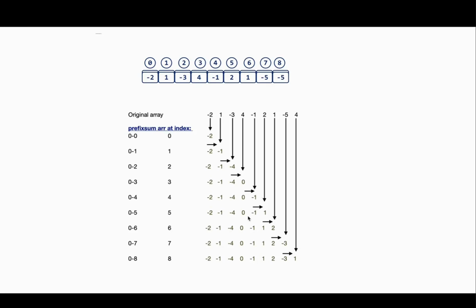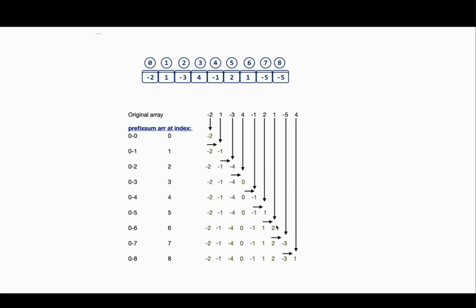Next, calculate prefix sum of 5. Take the previous index value, prefix sum of 4, that is -1, and take the current index value from the original array, that is 2. If we sum, this is 1. So prefix sum of 5 index will be 1. Now calculate prefix sum of 6. Take the previous index value from prefix sum of 5, that is 1, and take the current index value from the original array, that is 1. So total is 2.